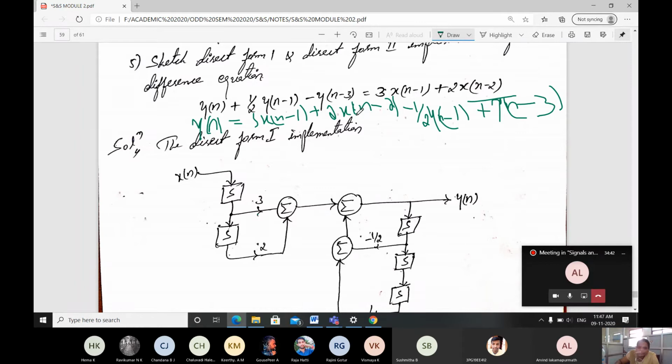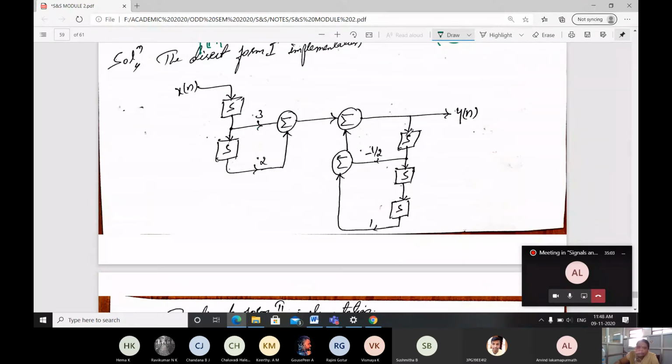Then second term is plus 2. Signs are very important, plus or minus. Okay, 2 x of n minus 2. After x of n minus 1, here x of n minus 2 we will get. Then what about our a1, a2? Here minus 1 by 2 is there, right? Shift signal y of n minus 1 by 2.